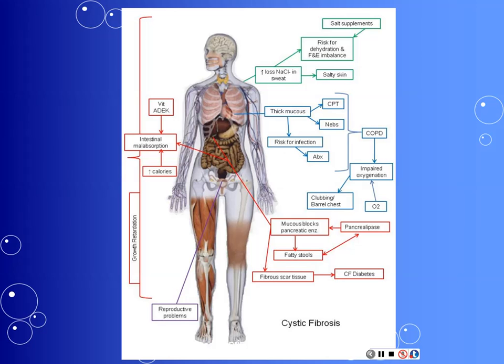Okay. So CF pretty much affects every system in the body. Let's start with the lungs. So we've got that thick, sticky mucus. It builds up. It sits there in the lungs. With anything that sits in the lungs, we talked about stasis and bacteria growing and all that kind of stuff, so they're at very high risk for infection. These kids will have MRSA, Pseudomonas, all kinds of fun things in there. Sometimes they've had aspergillus, things like that.